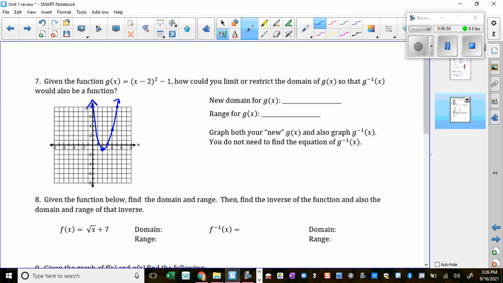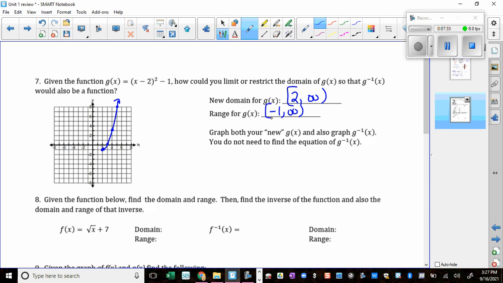I'm going to choose to take off the left side. Okay, I forget on the review sheet which way I did it. I don't have it in front of me. I'll just take off the left side. So my domain, I'm going to say, is from 2 off to infinity. My range, so basically what I'm doing here is restricting this parabola to just this part. My range is the same either way I do it. It's from negative 1 up, so negative 1 to infinity.